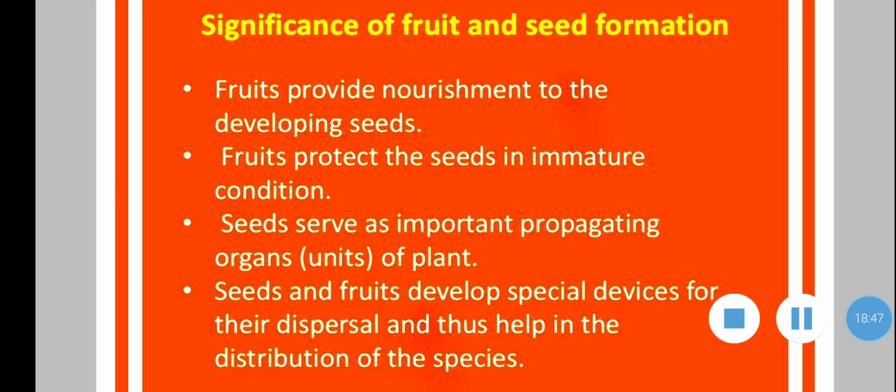Significance of fruit and seed formation. Fruits provide nourishment to the developing seeds. Fruits protect the seeds in immature condition. Seeds serve as important propagating organs of the plant. Seeds and fruits develop special devices for their dispersal and thus help in the distribution of the species.